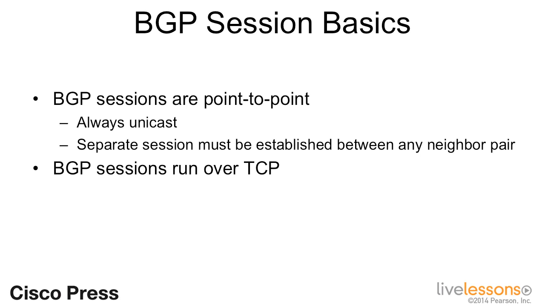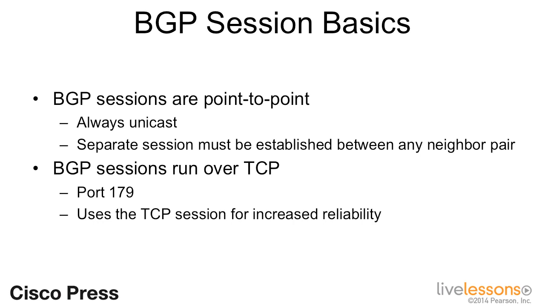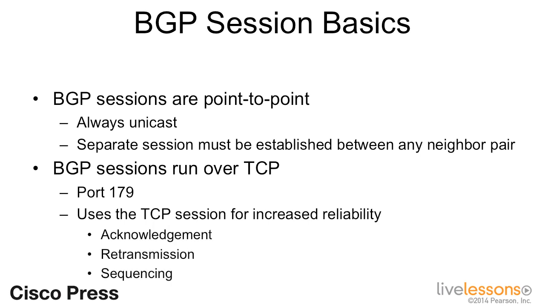BGP runs over TCP, a point-to-point protocol. Specifically, BGP uses TCP port 179. This is again in contrast to IGPs, which run either natively at layer 3 or which, for example, in the case of RIP, uses UDP. The use of TCP allows at least some simplification of BGP. Rather than implementing its own session reliability mechanisms, BGP uses the acknowledgement, retransmission, and sequencing mechanisms of TCP.